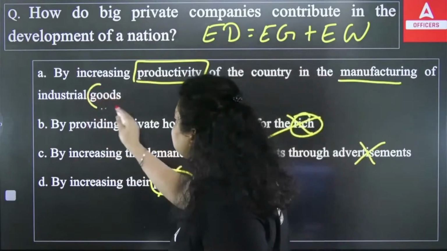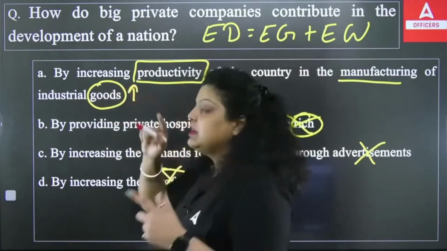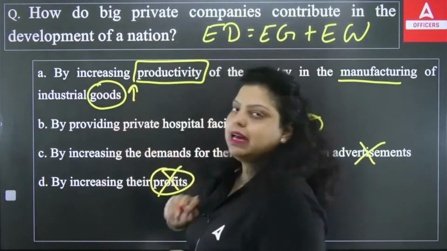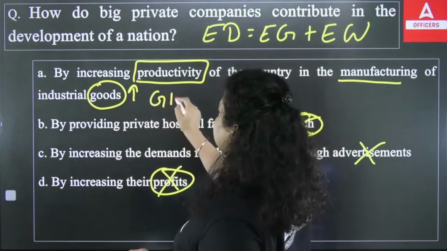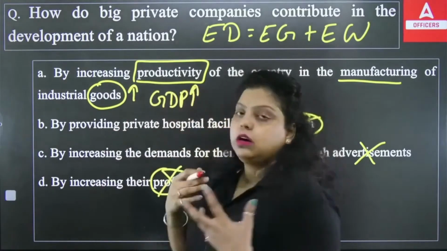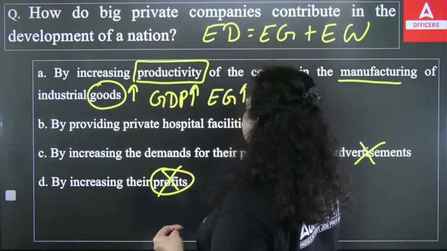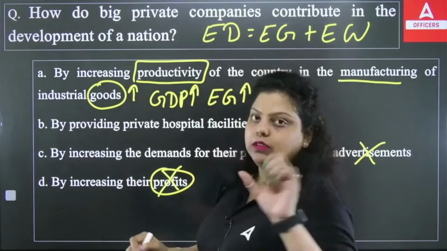Now you are increasing the manufacturing of industrial goods. It means more and more goods are being produced because you are increasing the productivity. When the goods are increased, it is very obvious the GDP is increasing, gross domestic product is increasing. If the GDP is increasing, it means there is an economic growth in the country. That's the one part of the development.